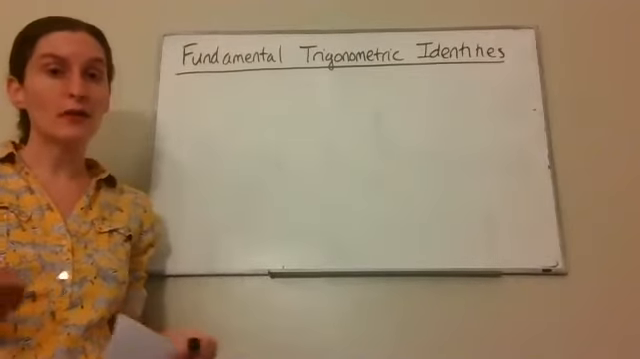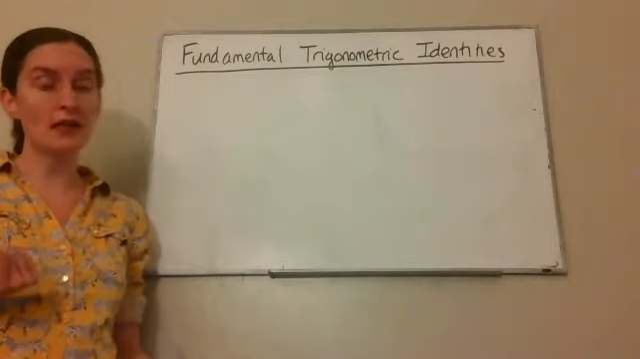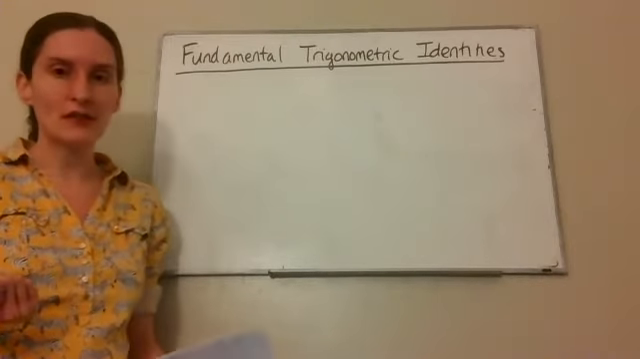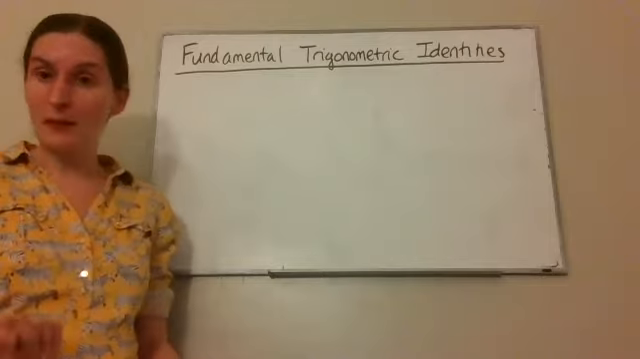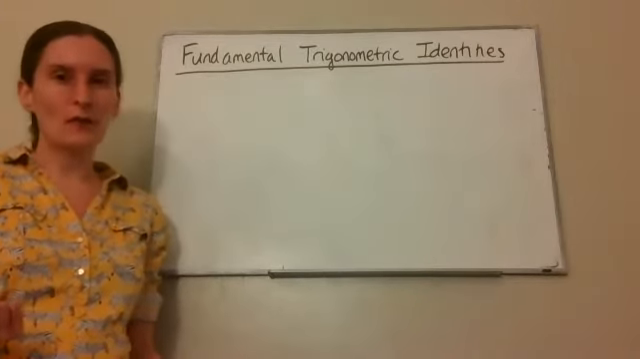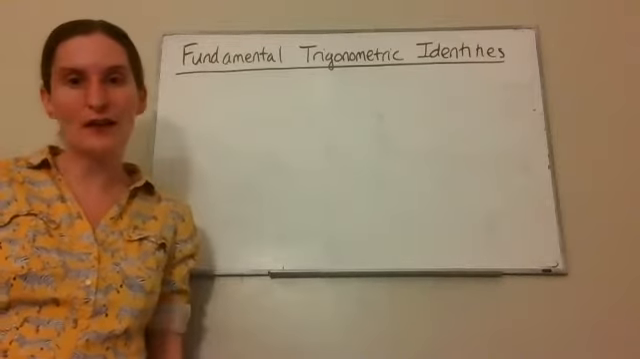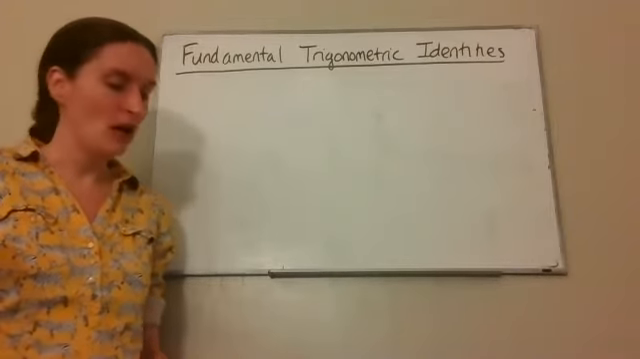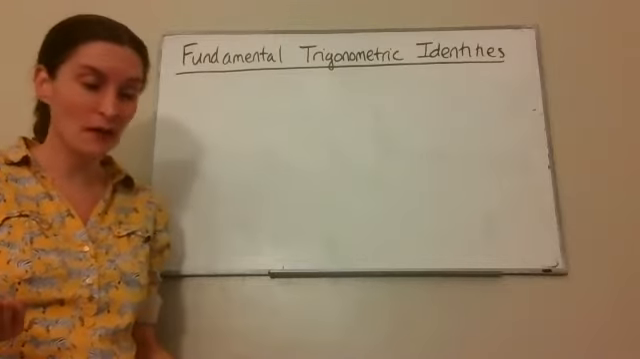In this video, we're going to use some fundamental trigonometric identities that we already know to simplify different expressions and prove different identities. The identities we need for this video are our reciprocal identities. Those are the ones like cosecant of theta is 1 over sine of theta, and so on. Our quotient identities, like tangent of theta is sine over cosine.